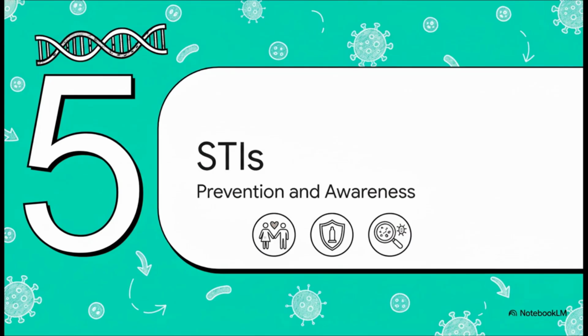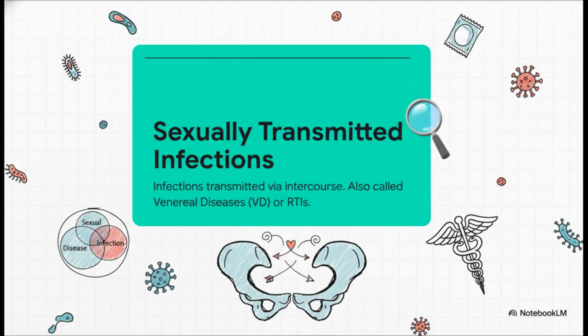And that brings us to our final major topic, which is deeply connected to reproductive health. Sexually transmitted infections, or STIs. We'll quickly go over what they are, see some common examples, and talk about how they're spread and prevented. The definition is pretty straightforward. STIs are infections that are passed from person to person, mainly through sexual contact. You might also hear older names for them, like venereal diseases or VD, or the broader term reproductive tract infections, RTI. They all pretty much refer to the same thing.